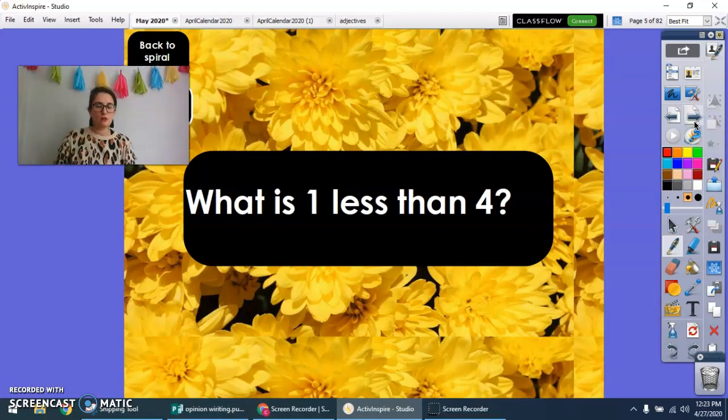Excellent. All right, what is 1 less than the number 4? I have 4. I take 1 away. 3 is 1 less than 4. Oop, my 3 is missing its hat. 3 is 1 less than 4. So I have 4, I take 1 away, and now I have 3.